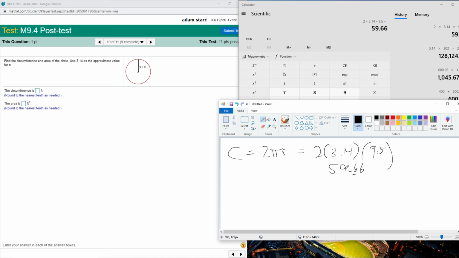This first 6 is in the tenths place, that is a decimal point there. So this 6 tells me this 6 needs to round up, so this will be 59.7.